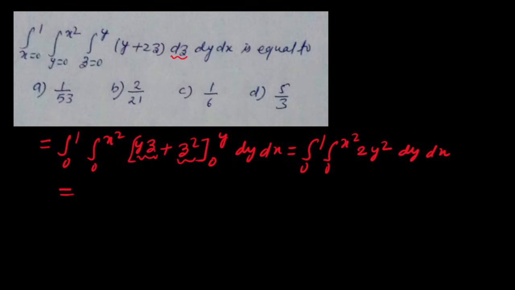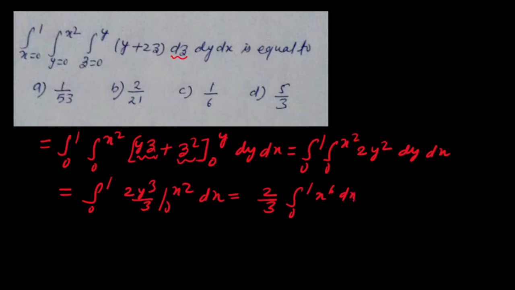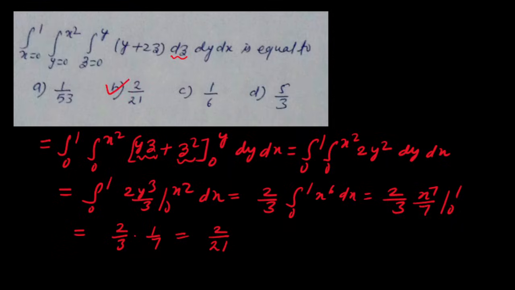Now we have to integrate it with respect to y. 0 to 1, integration will give me 2y cube by 3, limit is 0 to x square, dx. 2 by 3 being a constant can be taken out, limit is 0 to 1, and it will be y cube, so x square cube, that is x to the power 6 dx. So I will get 2 by 3, integration will give me x to the power 7 by 7, limit is 0 to 1. So I will get 2 by 3 into 1 by 7. So I will get 2 by 21, which is option number B.